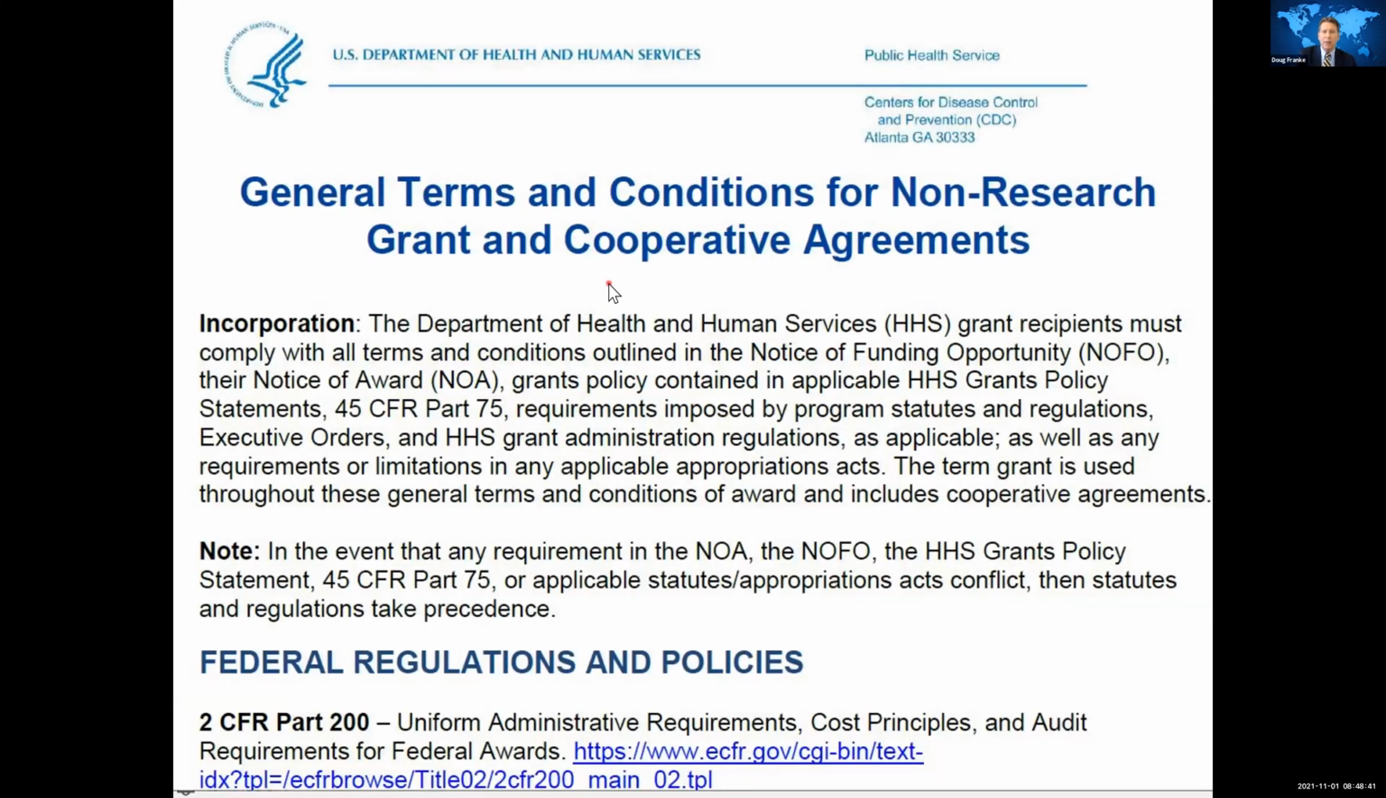Okay, just highlighting here that, again, there are some differences between what USAID and CDC requires. So this is just a screenshot of the first page of their terms and conditions.